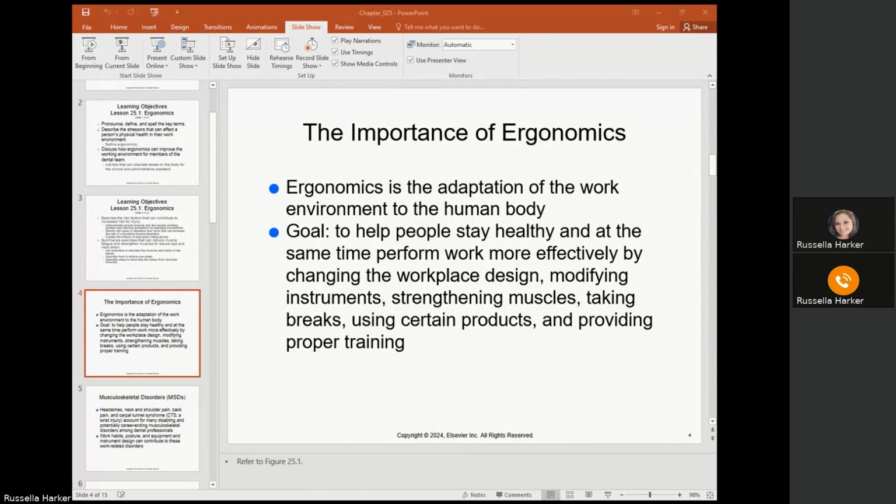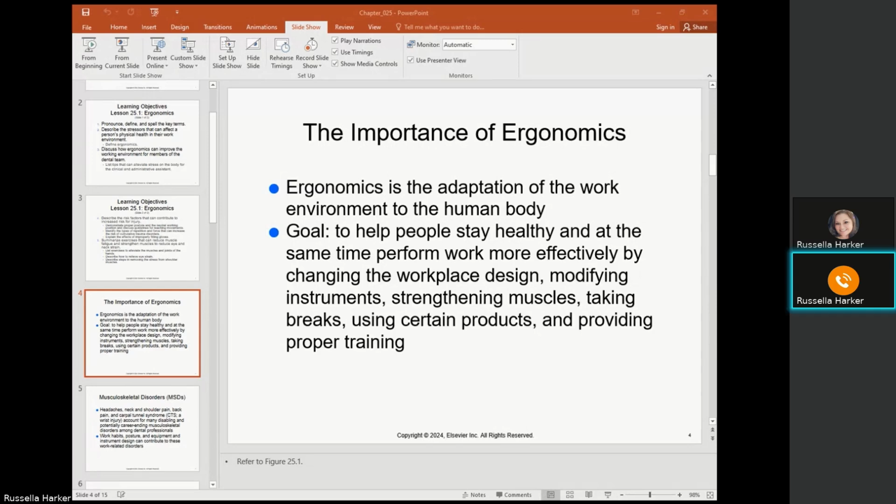Hi, we're going over the Modern Dental Assisting book today, chapter 25, which is ergonomics. Ergonomics is the adaptation of the work environment to the human body. The scope of ergonomics in dentistry is significant, and it's an important topic to obtain the knowledge and practice the skills before it affects you.